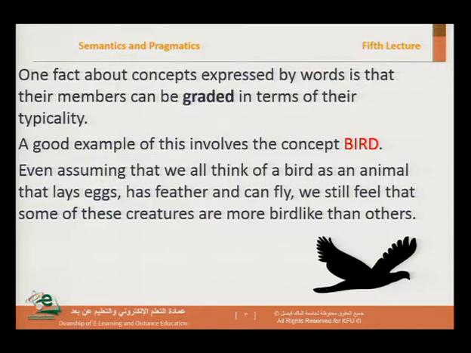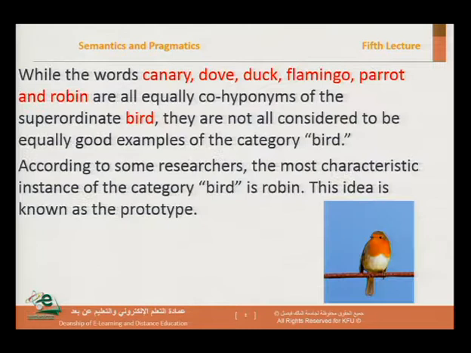Okay. While the words canary, dove, duck, flamingo, parrot, and robin are all equally co-hyponyms of the subordinate bird, we learned that. Subordinate bird, co-hyponyms, all these types, right? They are not all considered to be equally good examples of the category bird. There is a difference between, for example, a dove and a flamingo, a parrot and a robin, okay?